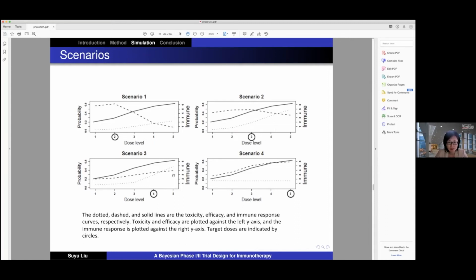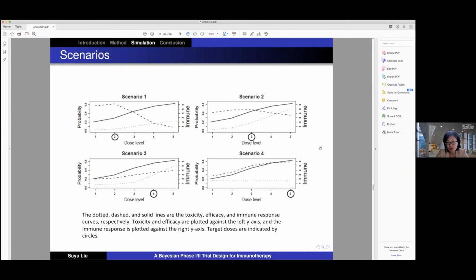And in each scenario, you can see three curves here. The dotted curve represents the dose toxicity. So from low dose to high dose in scenario one, the toxicity keeps increasing, right? And the dashed line represents the efficacy response curve. So in scenario one, you can see efficacy stays high and increases a little bit till dose level two, then decreases after dose level two. And the solid line represents the immune response, which keeps increasing as dose increases in all four scenarios. And in each scenario, the true optimal biological dose is circled. So in scenario one, dose level two is the true optimal biological dose.